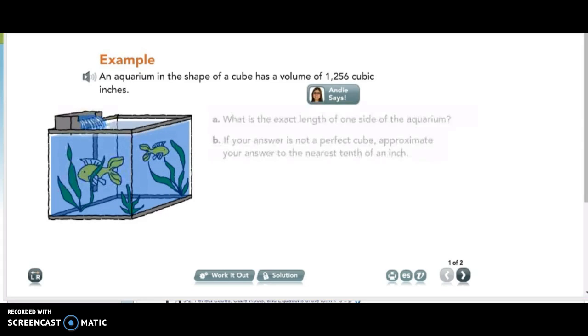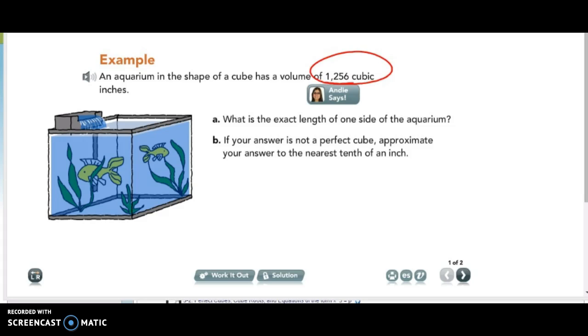So here we have an aquarium in the shape of a cube, and it has a volume of 1,256 cubic inches. And we want to know the exact length of one side of the aquarium. First, let's talk about volume. When we talk about volume, we have length times width times height.